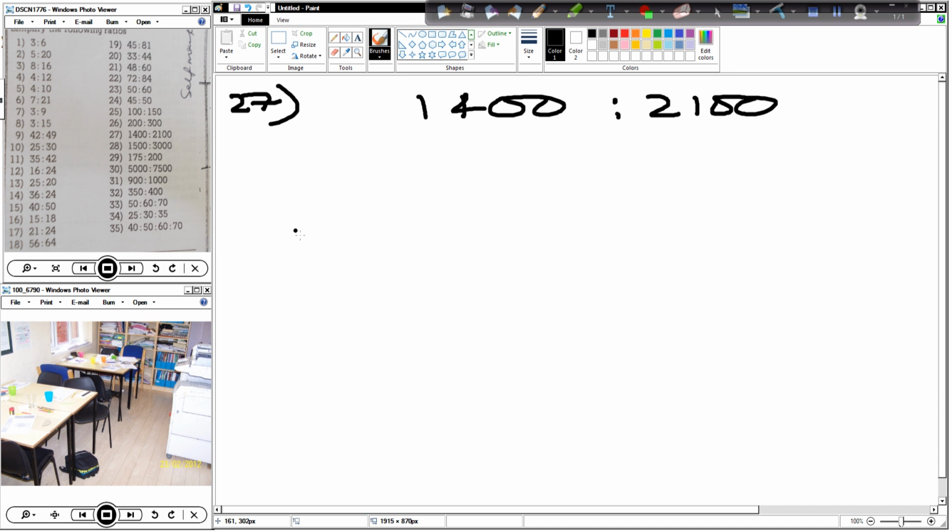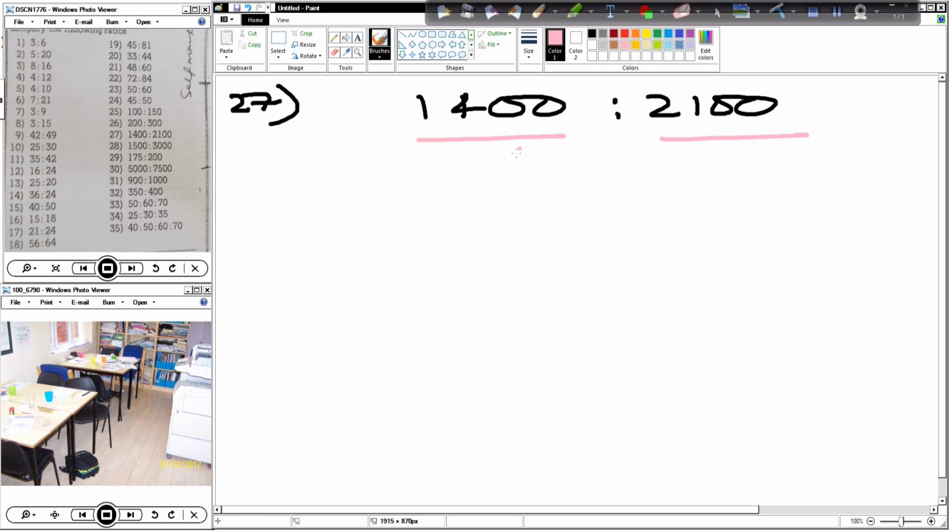Okay, 1400 ratio 2100. Okay, let's have Khadija. Right, in this particular question, without thinking about the highest common factor, what you know will definitely divide into both sides. If you can identify the highest common factor, that's fine. If not, we need to think about what we know will definitely divide into both sides. So let's go for it.